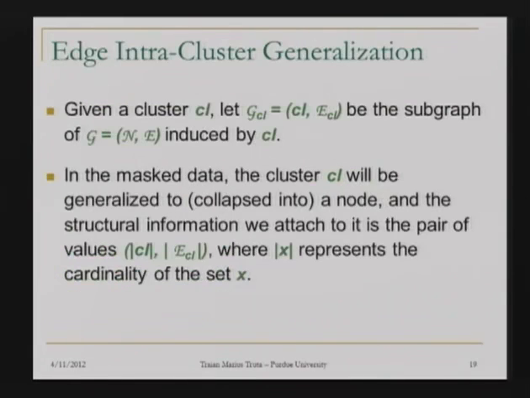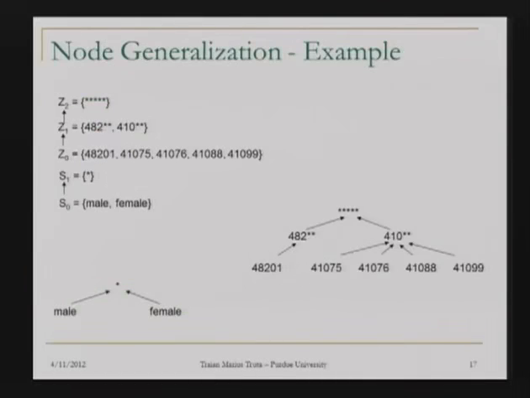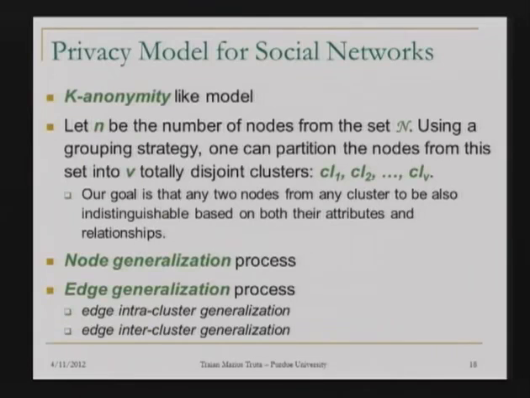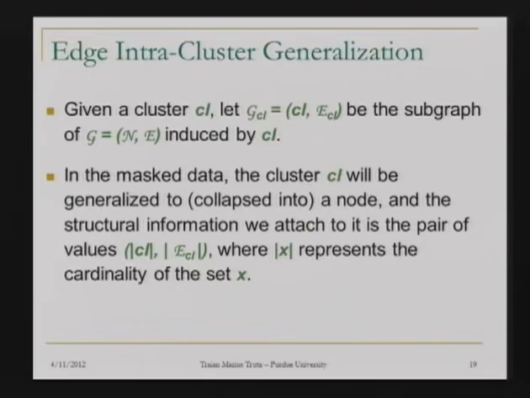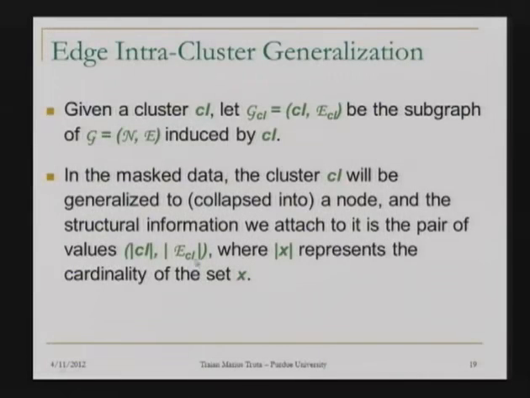For the node generalization process, I already mentioned, we use these generalization hierarchies. What is novel in our work is the edge generalization process, how we do to generalize the edges. And for this, we use 2 techniques together, intra-cluster and inter-cluster generalization. For intra-cluster generalization, the goal is once you create a cluster of 3 nodes or 4 nodes, then you provide for this cluster only the number of nodes in the cluster and the number of edges within the cluster. And this is what we mean by, in this formula over here, where is it? This one. So number of nodes, the number of edges in the cluster.